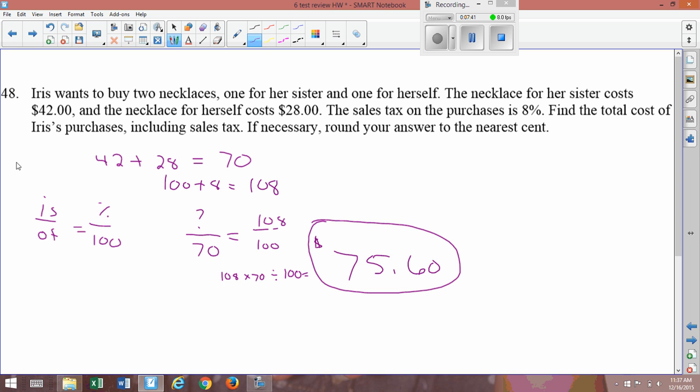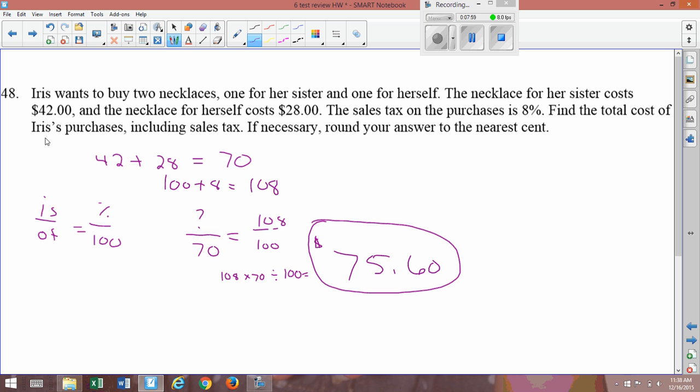Iris wants to buy 2 necklaces, one for her sister and one for herself. The necklace for her sister costs $42 and the necklace for herself costs $28. The sales tax on the purchases is 8%. Find the total cost of Iris's purchases including sales tax. If necessary, round your answer to the nearest cent.